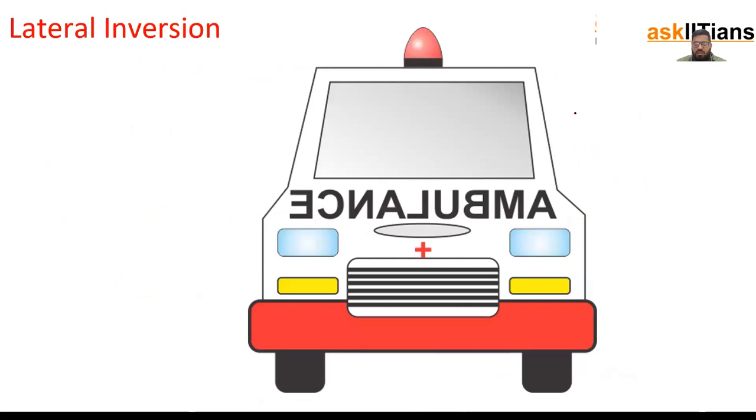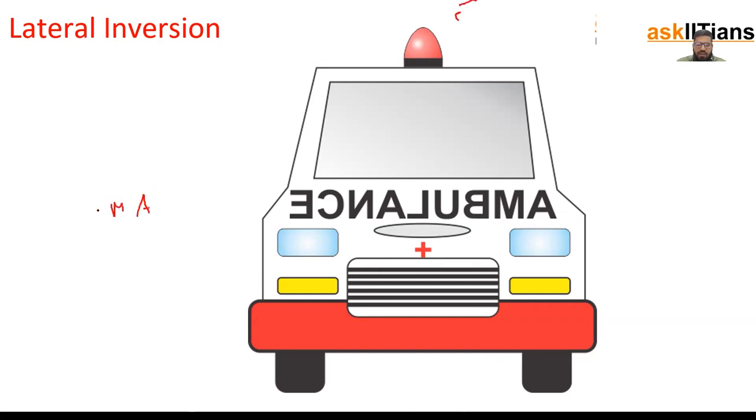So you can see a laterally inverted image like this. You can write ambulance. I think you have seen in your daily life that on the ambulance, the words are written in reverse form. The word ambulance is written in reverse form. So why is it written in reverse form? Because if you see it through your car mirror, you will see the ambulance word exactly. Why? Because it is written reversed. So due to lateral inversion, what will you see?